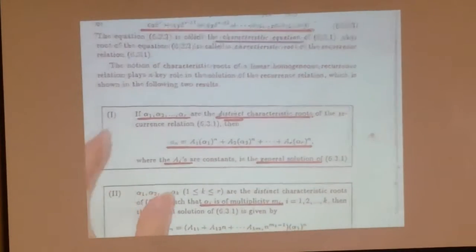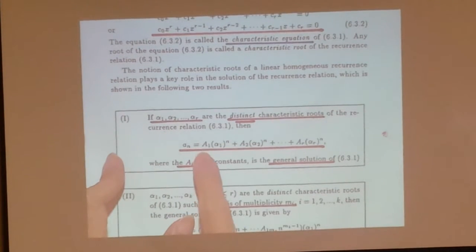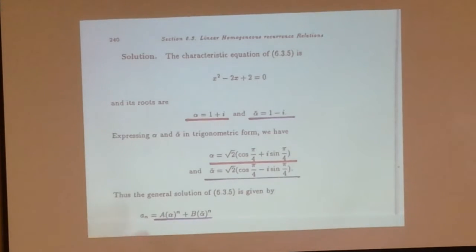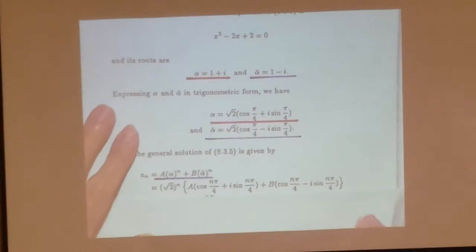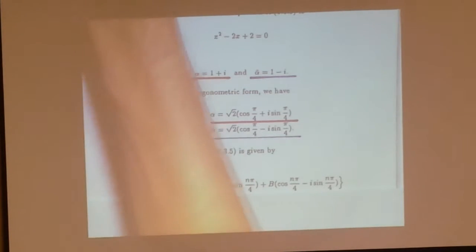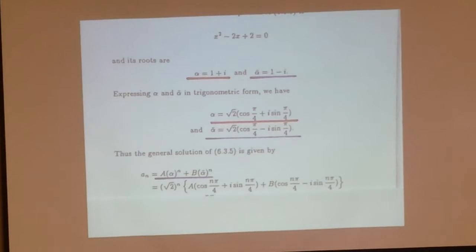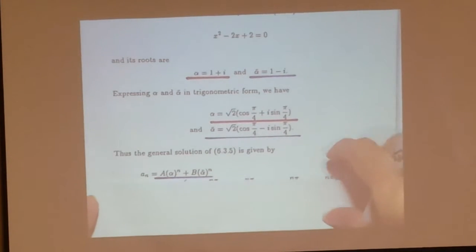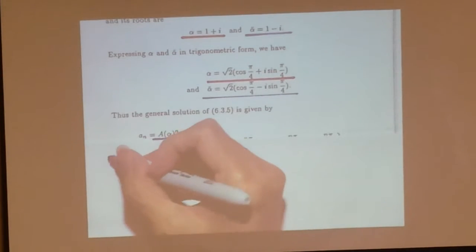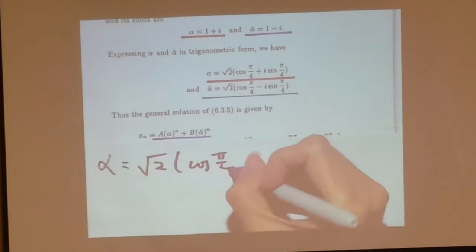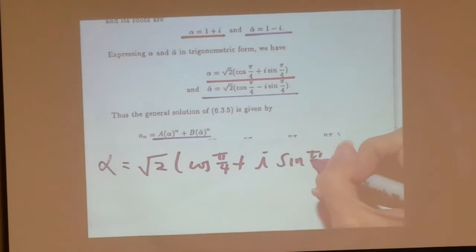So you consider A1 alpha 1 power n, A2 alpha 2 power n. That's why it's alpha power n, then alpha bar power n, with A and B. And this part you use the Leibniz theorem. So alpha is actually square root 2 times cosine pi over 4 plus I sine pi over 4, right?